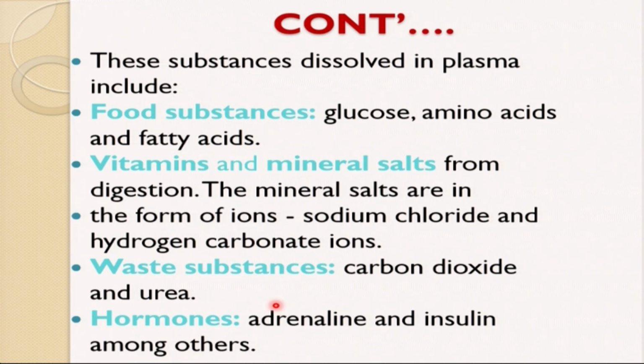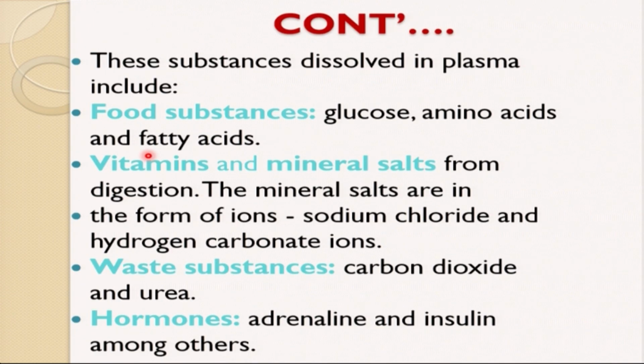These substances dissolved in plasma, there are a number of them. Number one, food substances. What are those food substances? We have glucose, amino acids, without forgetting the fatty acids. We have vitamins and mineral salts from digestion. These vitamins and mineral salts are both from digestion. And the main salts are in the form of ions. We have sodium chloride and hydrogen carbonate ions. These are some of the mineral salts that are normally found in digested food substances.